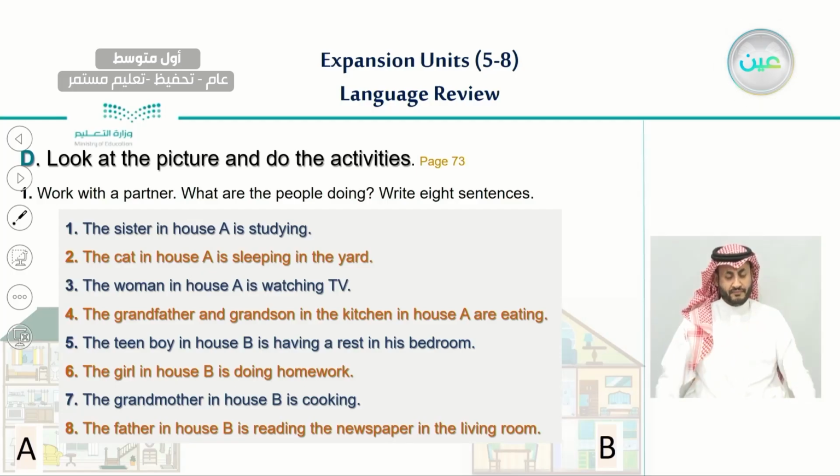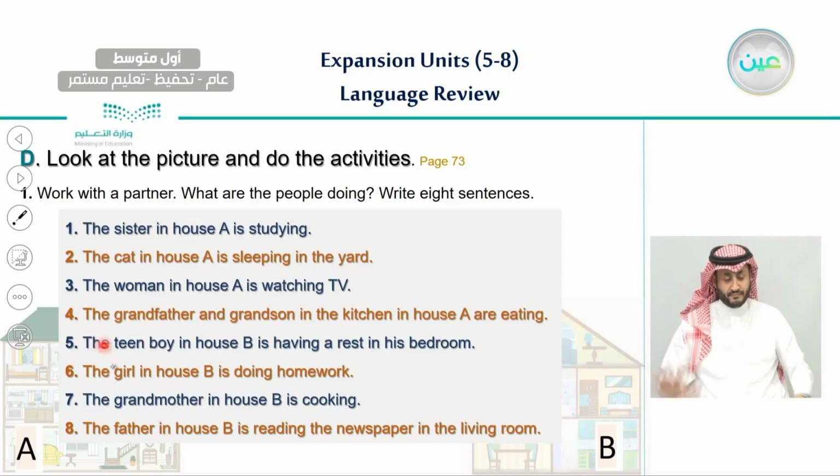The first one is that the sister in house A is studying or reading. Number 2, the cat in house A is sleeping in the yard. Number 3, the woman in house A is watching TV. Number 4, the grandfather and grandson in the kitchen in house A are eating.